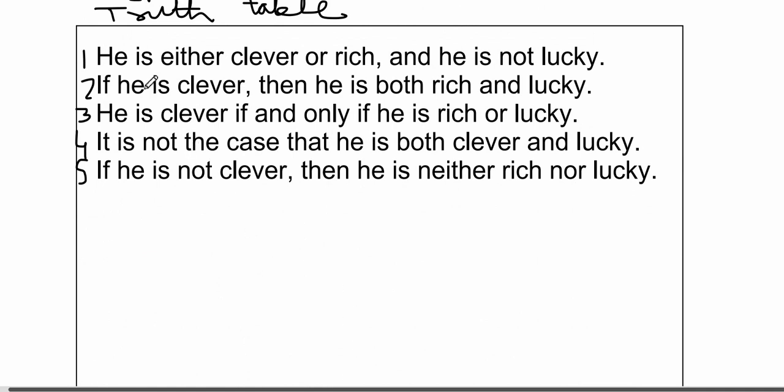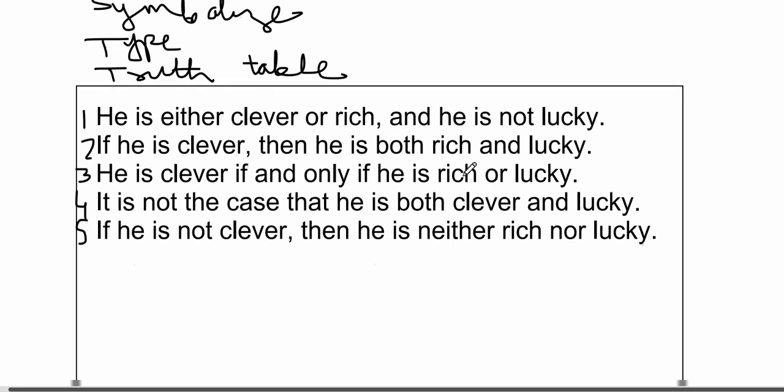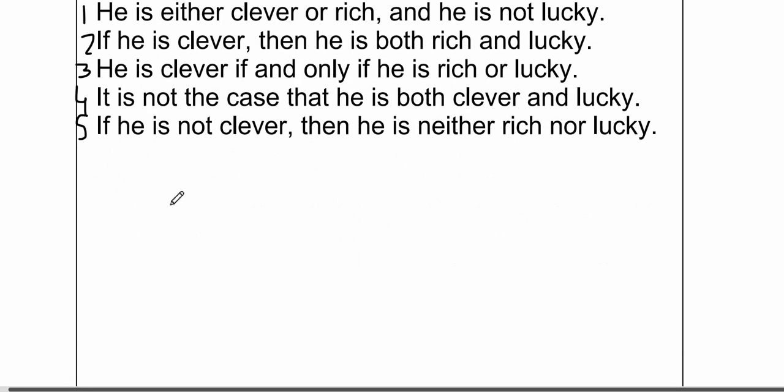So we have these 5 statements and we first have to symbolize them, then state what type of proposition each is. In the second part we use the dominant connective to state its proposition type, and the third is to create the truth table. We'll do it for each one as we go on. So stay with me. This will be a very long video, as I stated earlier.